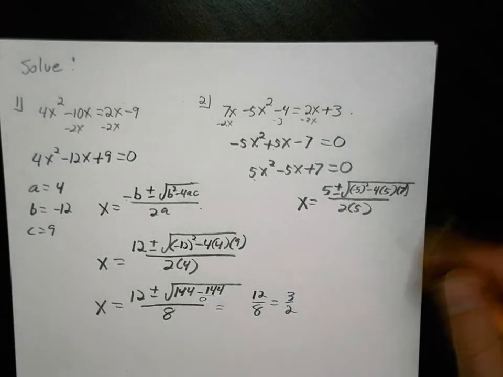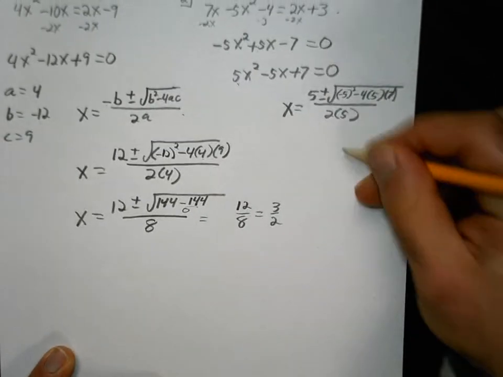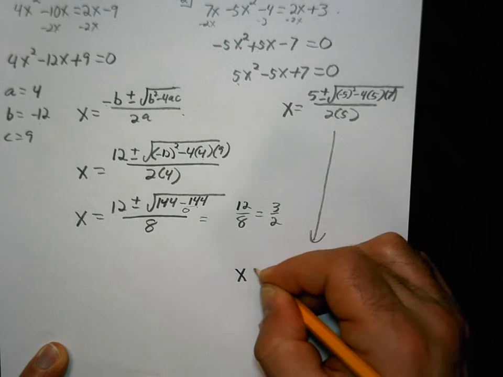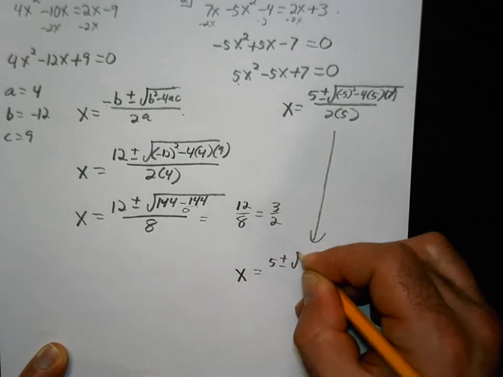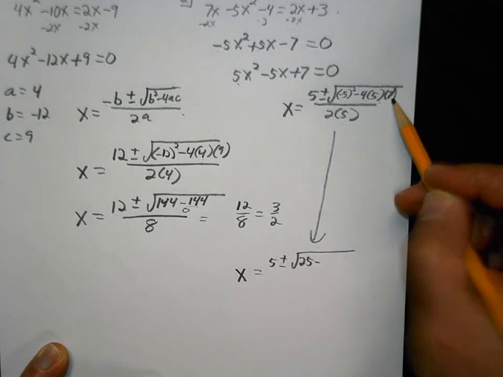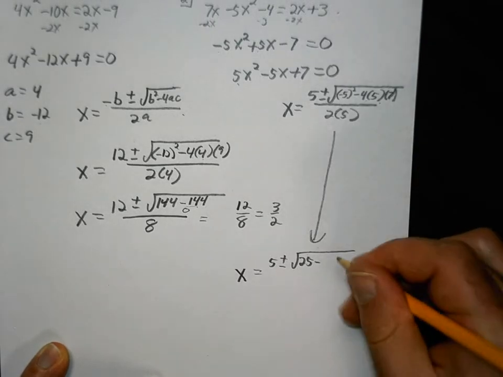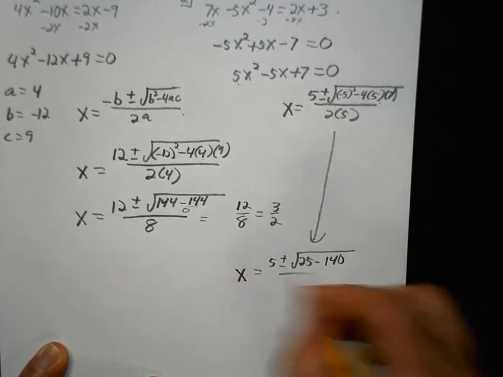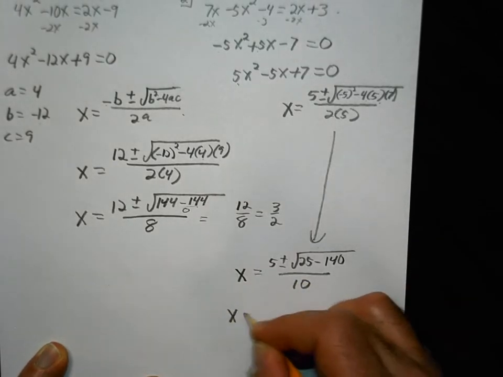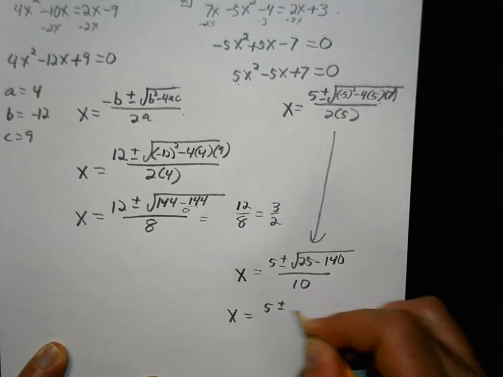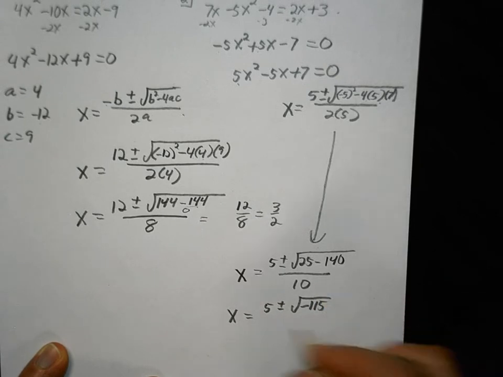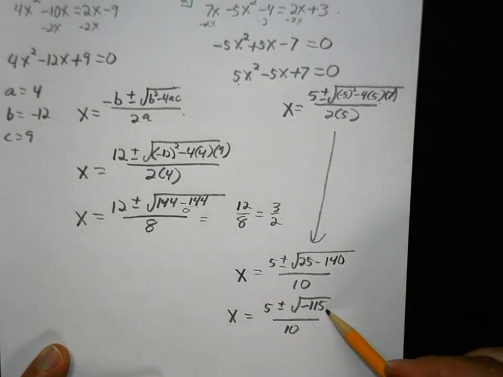Okay, I'm going to run out of space here, so be a little creative. Slide this down here. 25 minus 20 times 7 is 140 over 10. Okay, so 5 plus or minus the square root. 25 minus 140 is negative 115. Okay, so no real solutions.